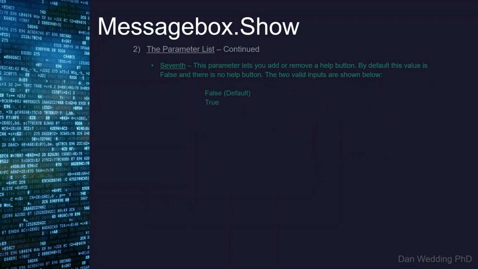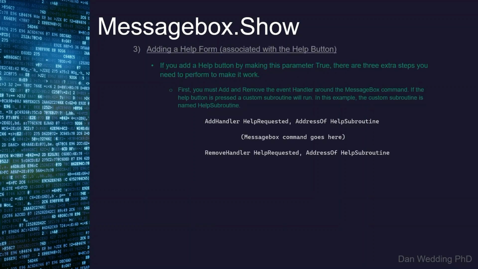Seventh, this parameter lets you add or remove a help button. By default, this value is false and there is no help button. The two valid inputs are shown below. If you add a help button by making this parameter true, there are 3 extra steps you will need to perform to make it work. First, you must add and remove the event handler around the Messagebox command. If the help button is pressed, a custom subroutine will run. In this example, the custom subroutine is named Help Subroutine.